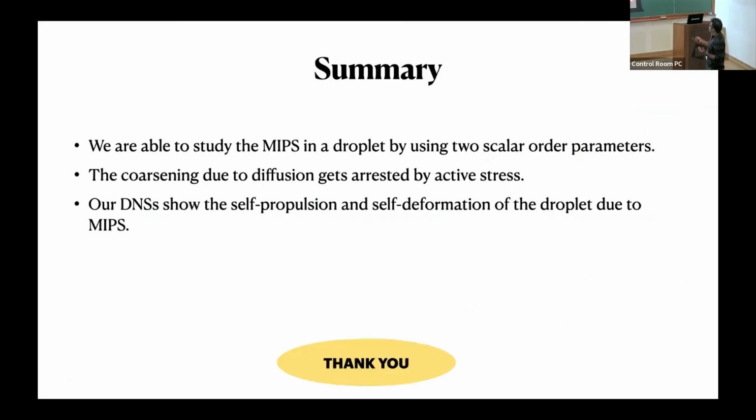And I want to summarize. We are able to study MIPS in a droplet by using two scalar order parameters. The coarsening due to diffusion gets arrested by active stress. And our DNS shows the self-propulsion and self-deformation of the droplet due to MIPS. Thank you very much for the attention.